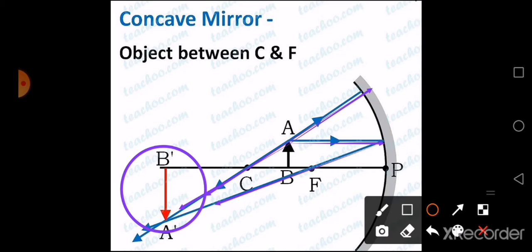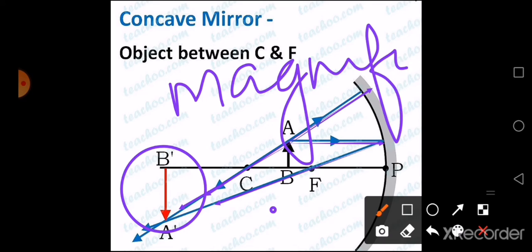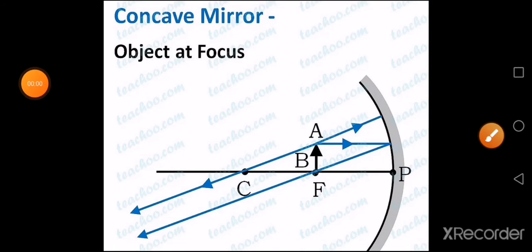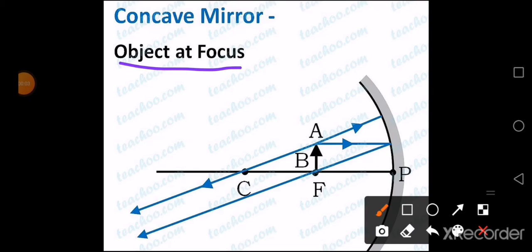Now see the size of the image formed. The image is more than that of the object, isn't it? So the word you are going to use is magnified. Since the image is going to be of more size, use the word magnified, and if it is going to be of a smaller size, you will use the word diminished. Now the next case you are going to have is if the object is at the focus.